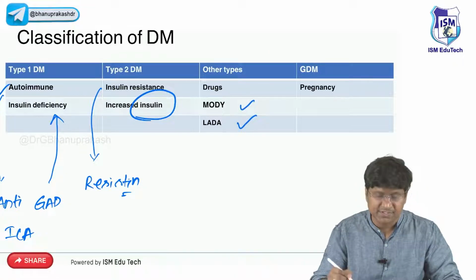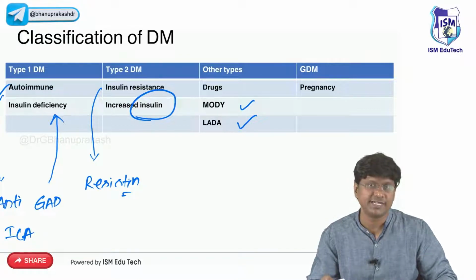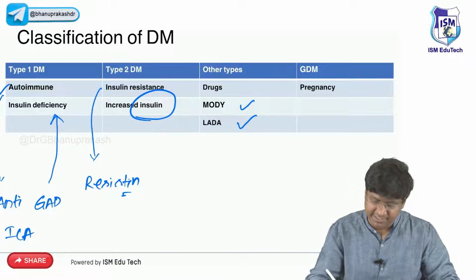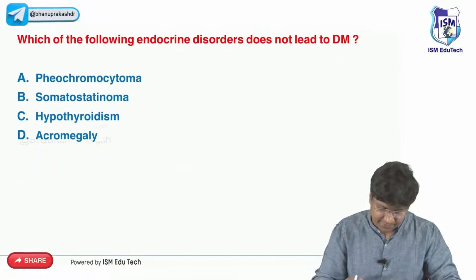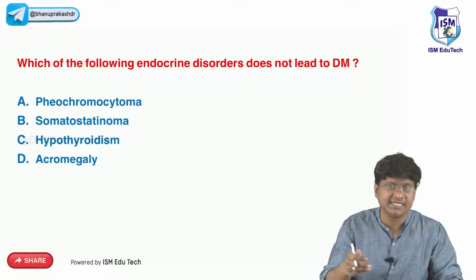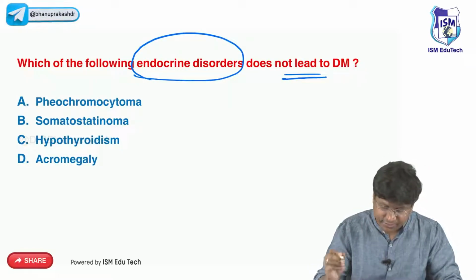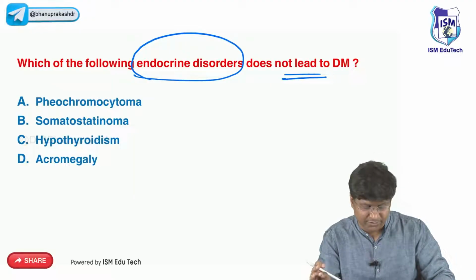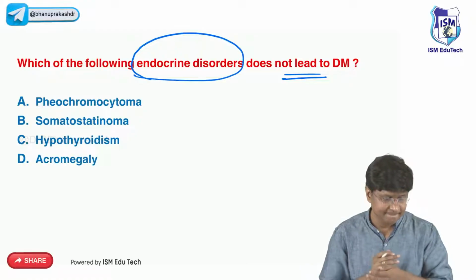And what are the other types? That is MODY as well as LADA. That is the other form of diabetes mellitus. Maturity onset diabetes of the young, and LADA we have just discussed. And gestational diabetes mellitus is the one which is seen in pregnancy. Now, if you see this question, I'll discuss MODY and all. Which of the following endocrine disorders does not lead to diabetes mellitus? Pheochromocytoma, somatostatinoma, hypothyroidism, acromegaly. Now, anyone of you quickly?